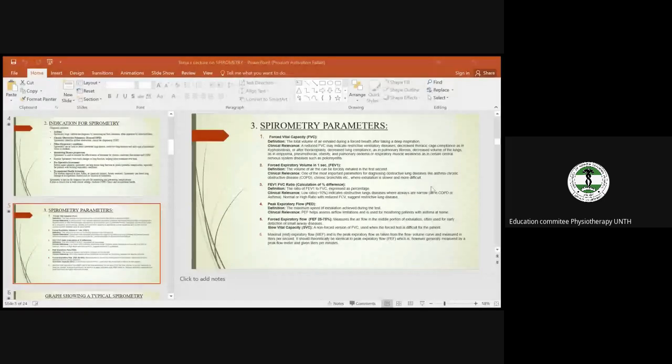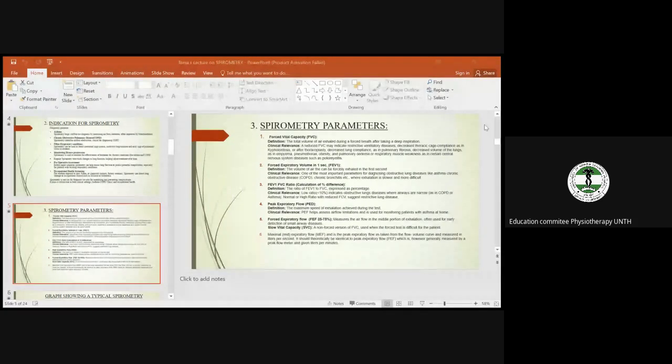Clinical relevance. One of the most important parameters for diagnosis of obstructive lung disease, like asthma, chronic obstructive pulmonary disease, chronic bronchitis, etc., where air exhalation is slower and more difficult. That's when we detect an abnormality with FEV1 when you do spirometry. So it's a very important tool when you are diagnosing patients with bronchitis, empyema, and asthma.